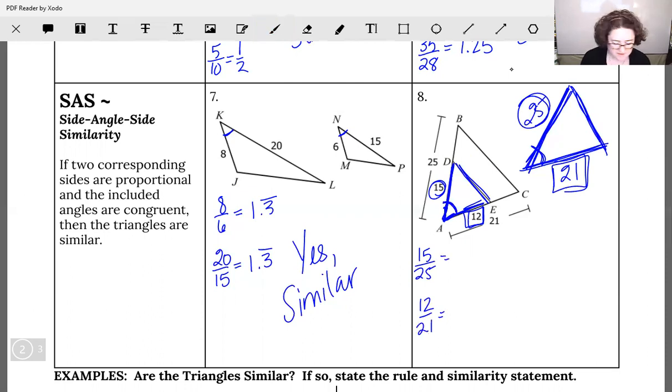So 15 over 25, I'm getting a 0.6. 12 divided by 21, I'm getting a 0.57, and it keeps going. Unfortunately, that's not exact. If I have to round to get there, it's still not equal. So unfortunately, those are not similar.